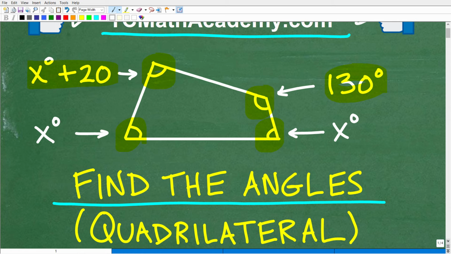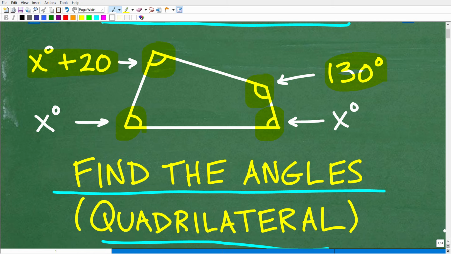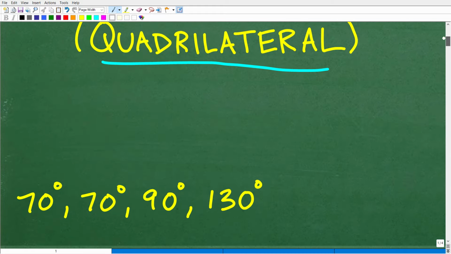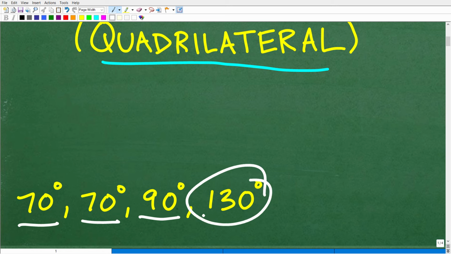Okay, so we have 4 angles here. So this angle, and this angle that we don't know, because we do know that this angle here is 130 degrees. So what are these angles equal to? Well, let's go and see the actual answer. The correct answer is 70 degrees, 70 degrees, 90 degrees, and of course, we already knew that the one angle was 130 degrees.